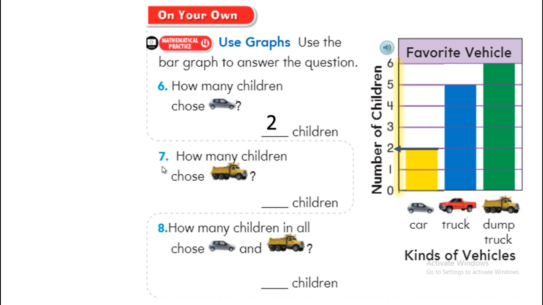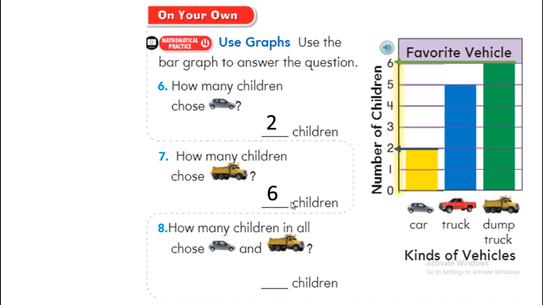How about how many children chose the dump truck? I'm not going to the red truck. I'm going to the dump truck. So I go with this column, I go with this bar all the way to the end, and then I fall on the ruler. Like this. Go to the end and fall on the ruler.